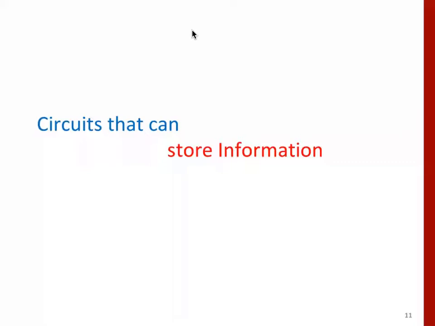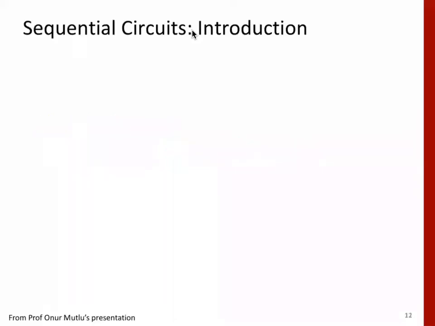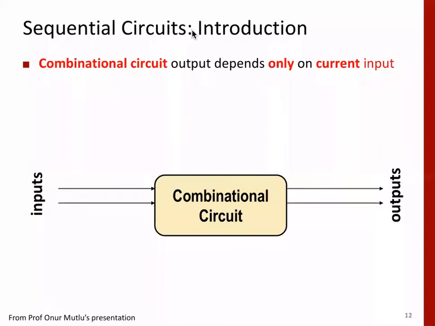So now, very quickly, in another 5 minutes maybe we'll complete sequential circuits. Okay, this is a combinational circuit. Whatever input you give, after a very short time, output is available. It's just a combination of inputs at that instant of time. So output depends only on current input.